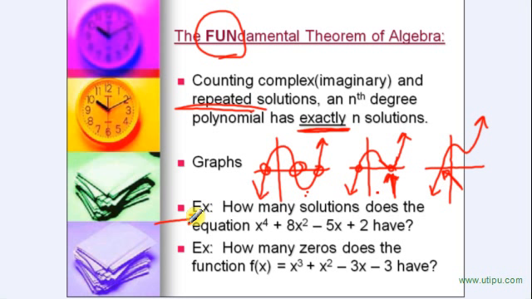So down here, if we look, how many solutions does an equation like this have? Well, I just want to look at the degree. This is 4th degree, so it's going to have 4 solutions. Now again, those 4 solutions include complex solutions, repeated solutions, along with the real solutions.